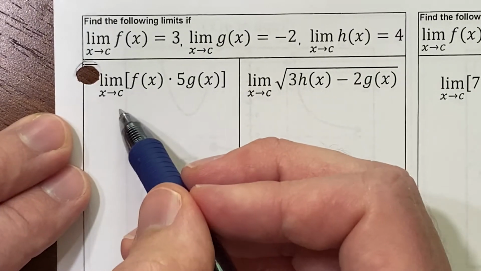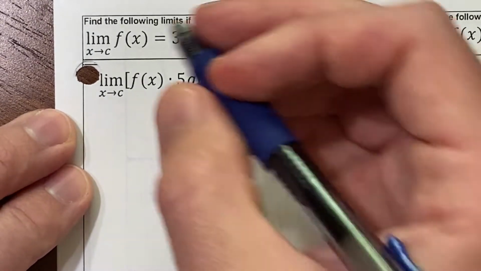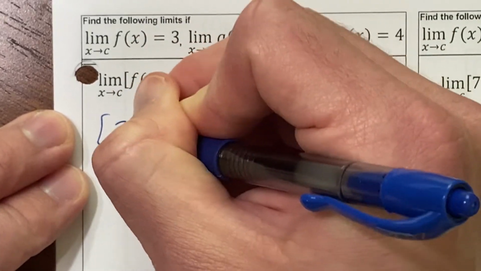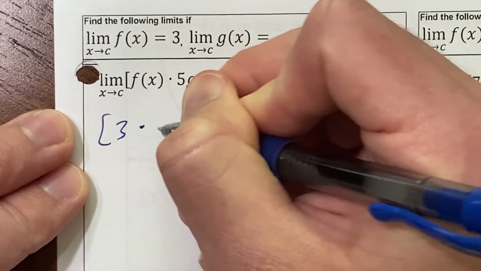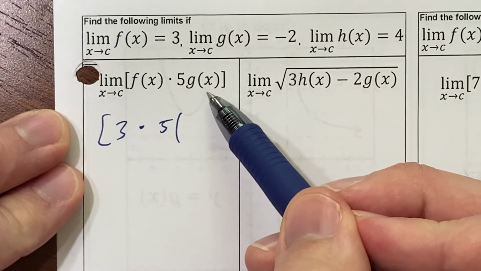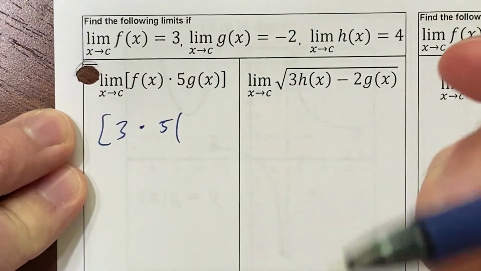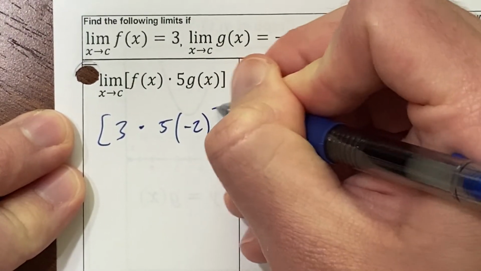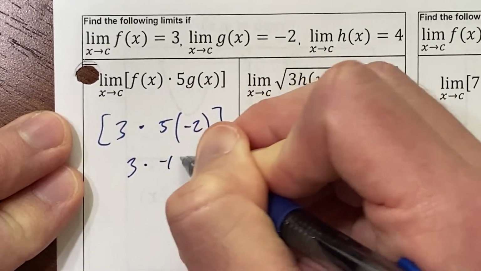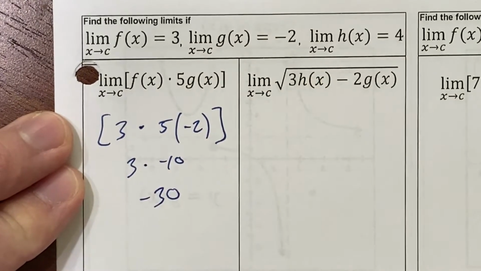All right. So I've got the limit as x approaches c of f of x. The limit as x approaches c of f of x is 3, times 5 times the limit as x approaches c of g of x. That would be -2. That would be 3 times -10. That's -30.